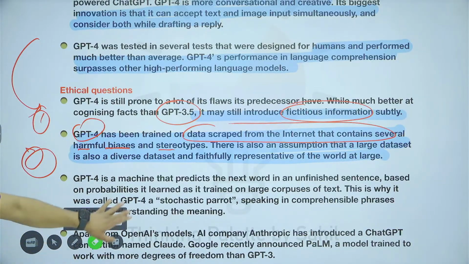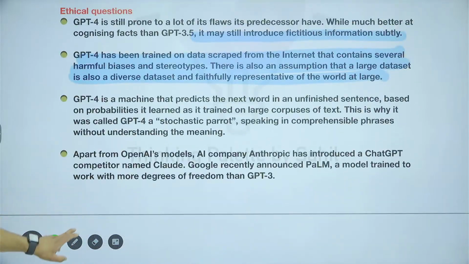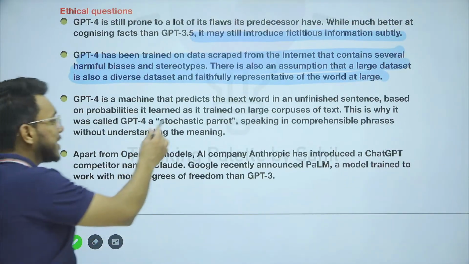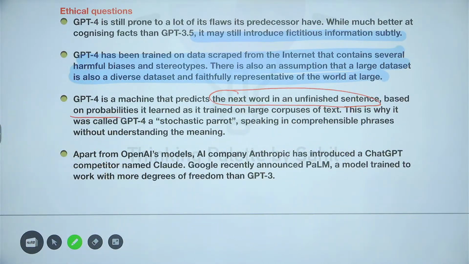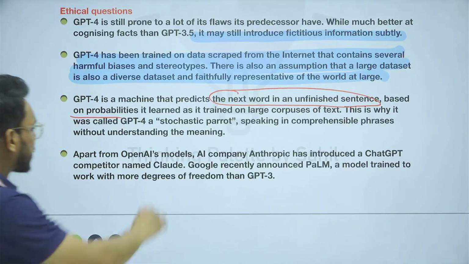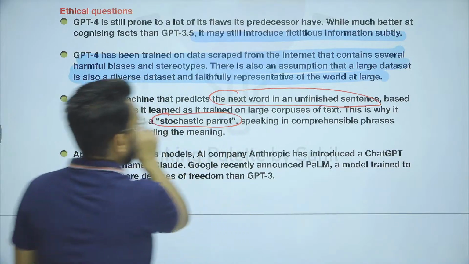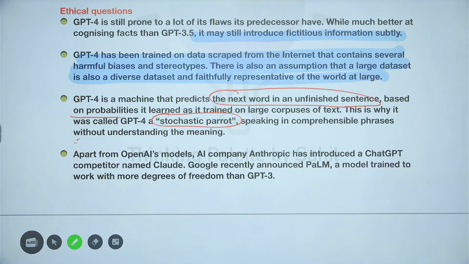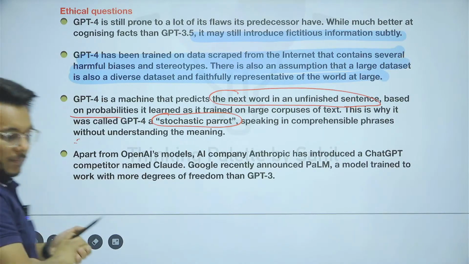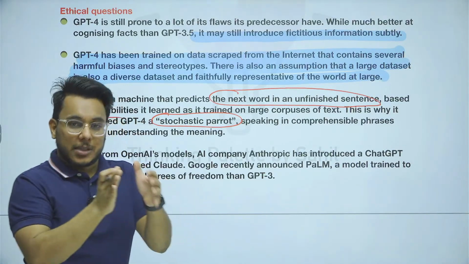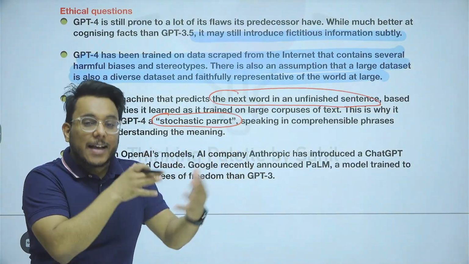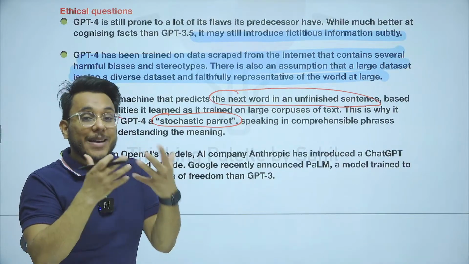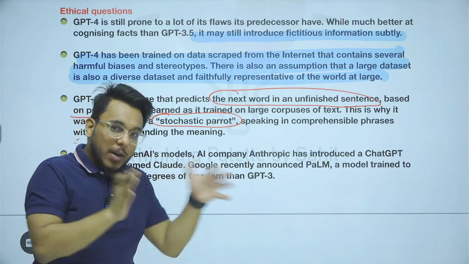The next issue is that GPT-4 is a machine that predicts the next word in an unfinished sentence based on probabilities that it has learned in the past. Therefore it is being called a stochastic parrot, speaking in comprehensible phrases without understanding the meaning. It just predicts what next text should logically come. So many times it is not able to understand the complete context. It is just working on probabilities.